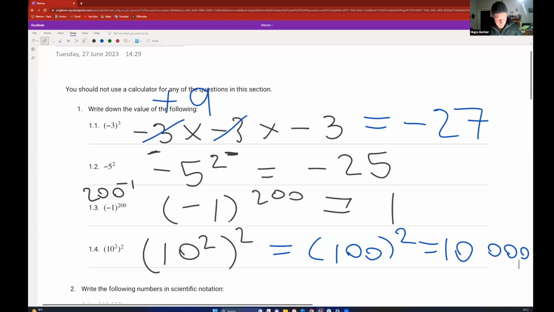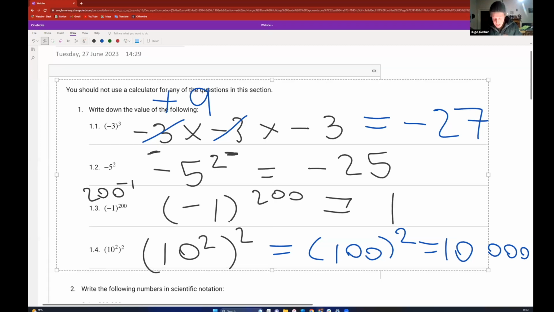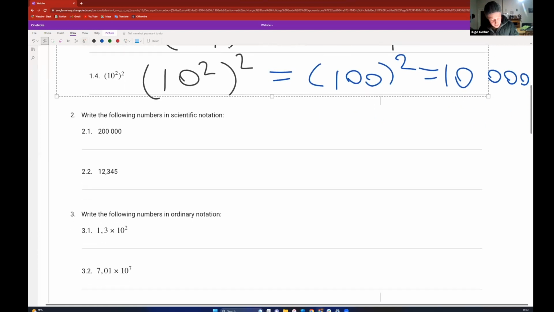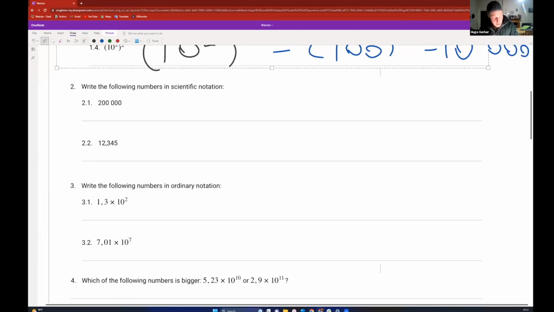All right, let me scroll down. Zoom user has a question. I will take your question just now. I'm just going to scroll down so that we can see what we need to do next. I want you to have a look at 2 and 3. Write the following numbers in scientific notation. That's for number 2. And then for number 3, we need to write the following numbers in ordinary notation.